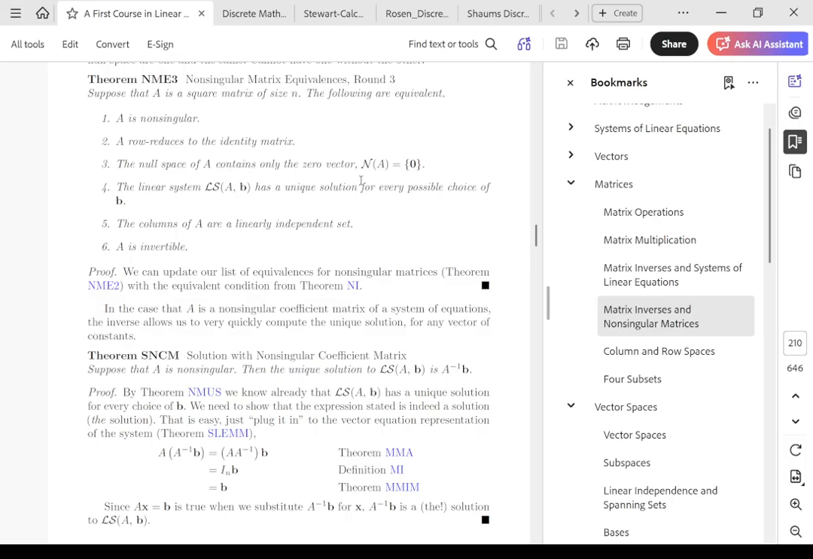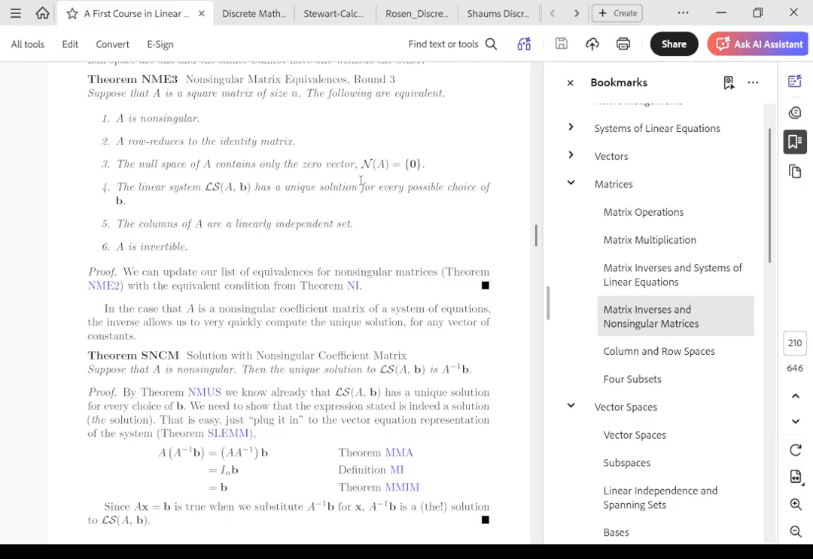So Theorem NME3, non-singular matrix equivalences. It says, suppose that A is a square matrix of size n, the following are equivalent. A is non-singular, A row reduces to the identity matrix, the null space of A contains only the zero vector, and Ax equal to the zero vector. The linear system has a unique solution for every possible choice of b. The columns of A are a linearly independent set, and now we're going to add to that.